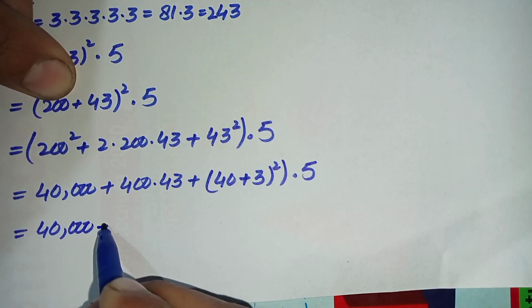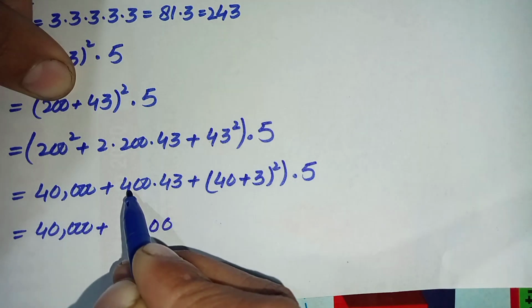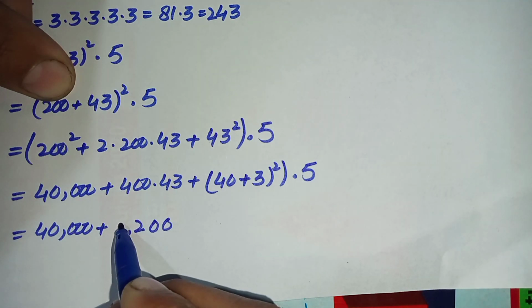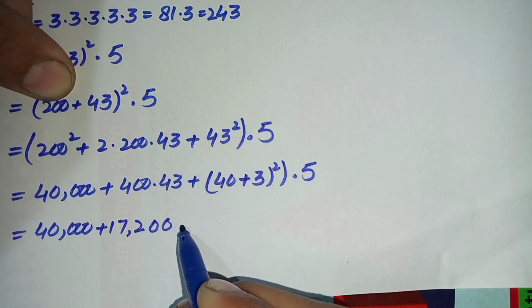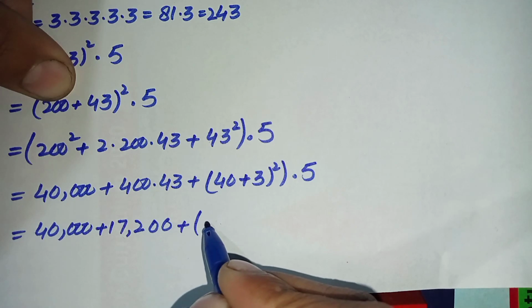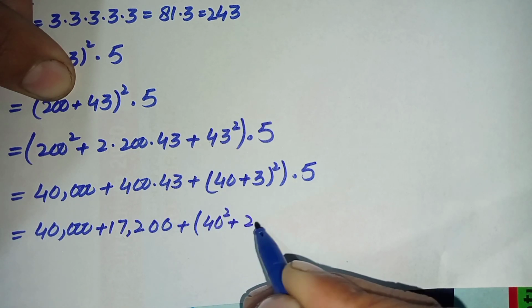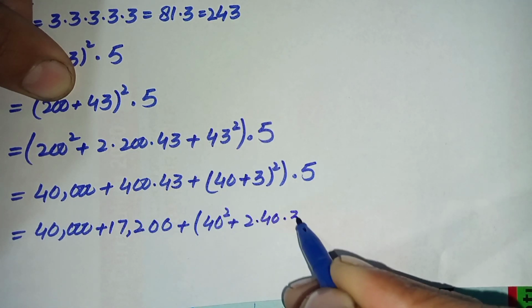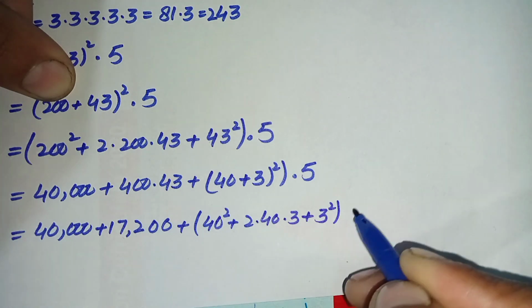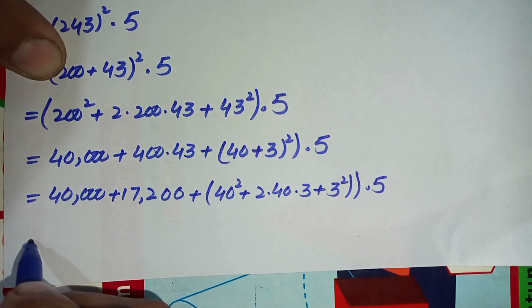40,000 plus, now 400 times 43: 43 times 0 is 0, 43 times 0 is 0, and 3 times 4 is 12, 2, 1 will be carried, 4 times 4 is 16, 16 plus 1 is 17, so it is 17,200 plus, and here we will use a plus b whole square formula, so it will become 40 square plus 2 times ab, so a is 40 and b is 3, plus b square, which is 3 square, times 5.